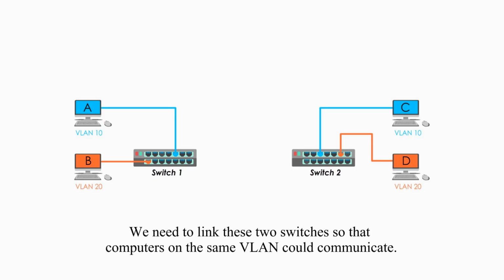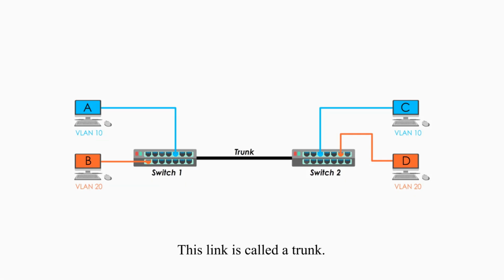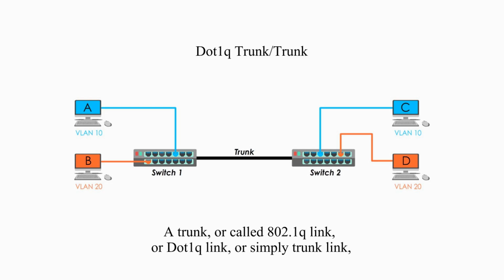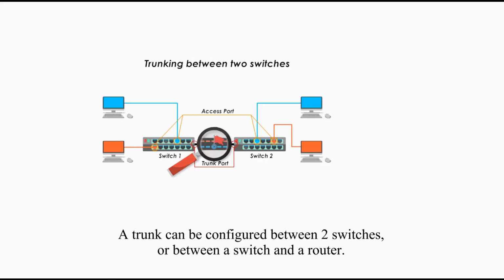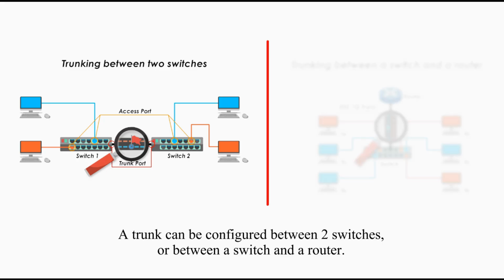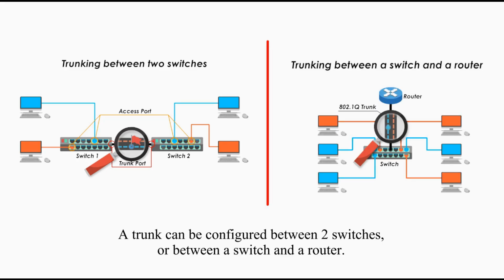We need to link these two switches so that computers on the same VLAN can communicate. This link is called a trunk. A trunk, also called an 802.1q link, .1q link, or simply trunk link, provides VLAN ID for frames traversing between switches. A trunk can be configured between two switches or between a switch and a router.